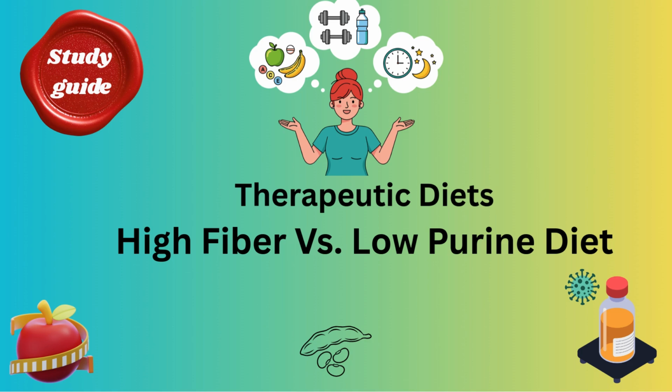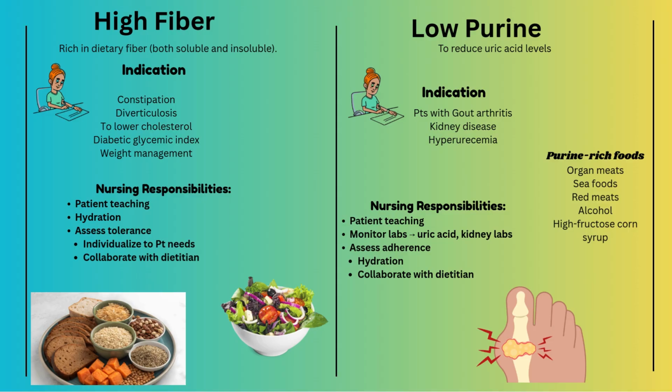Hi, let's talk about high fiber and low purine diets. High fiber diet foods are foods rich in soluble and insoluble fiber. What's the difference? Soluble fiber dissolves in water and forms a gel-like consistency. They help by slowing down digestion, keeping you feeling full for longer.